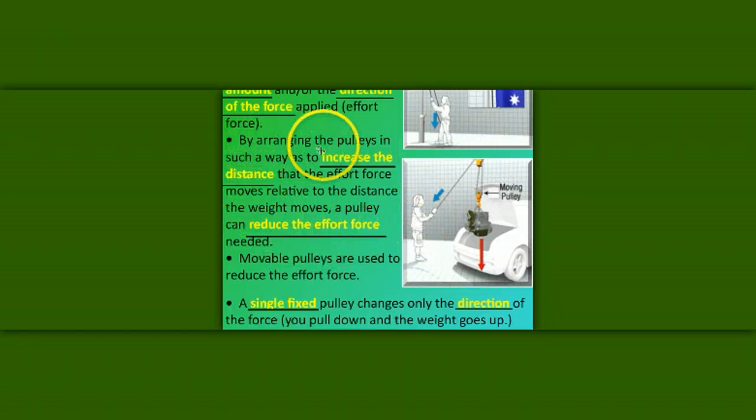So by arranging the pulleys in such a way as to increase the distance that the effort force moves relative to the distance the weight moves, a pulley can reduce the effort force needed. Movable pulleys are used to reduce effort force. So in the case of the flagpole, a fixed pulley, it only changed the direction of the force. But in the case of a movable pulley or a moving pulley, it definitely reduces the effort force. A single fixed pulley changes only the direction of the force. You pull down and the weight goes up.